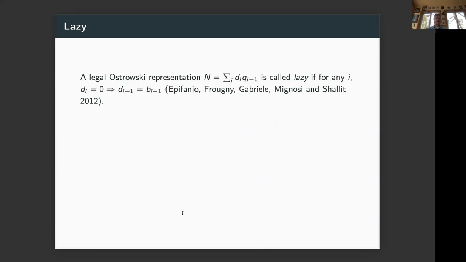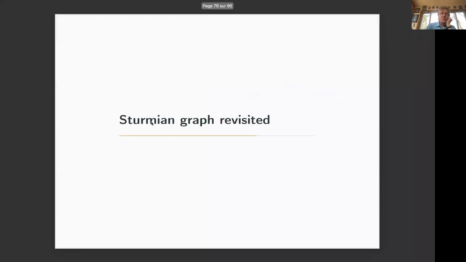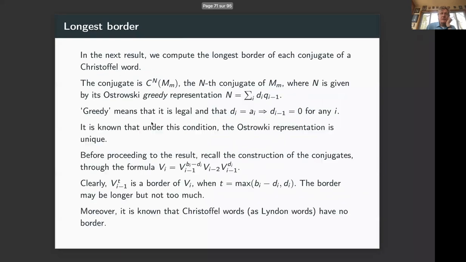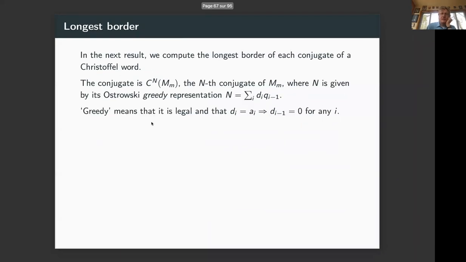Here's the definition of lazy. A legal Ostrowski representation is called lazy if for any i, if d_i equals zero, then the previous d_{i-1} must be equal to b_{i-1}. It's a condition completely opposite to greedy. I recall greedy was here. Greedy: d_i equals a_i. a_i and b_i are the same, I forget, except for the first one.